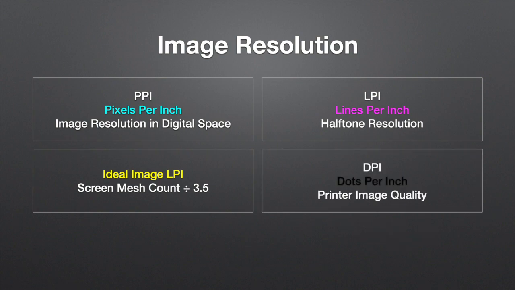Finally, we have dots per inch, or DPI. That's the printer image quality. Most inkjet printers print in either 1440 or 2880 dots per inch. When developing your image, it's important that you think about the dots per inch of the printer you're working with relative to the pixels per inch of the image you're creating in digital space. You want your PPI to divide into your DPI evenly.